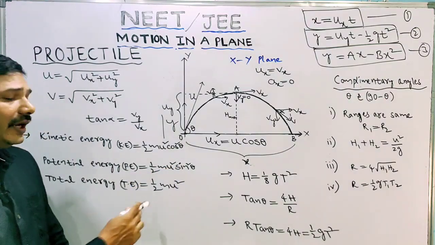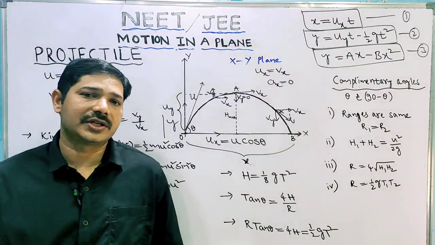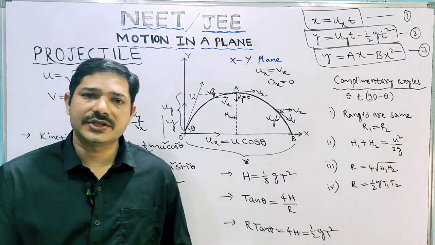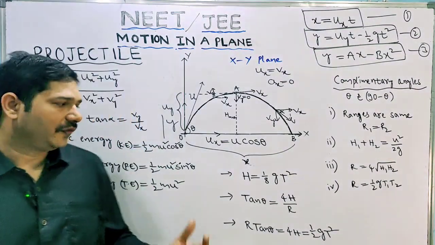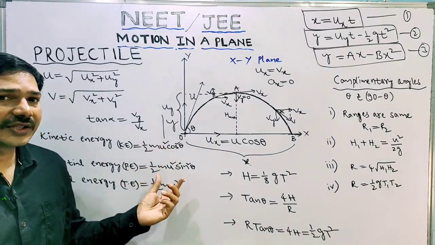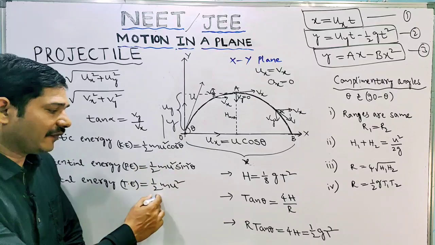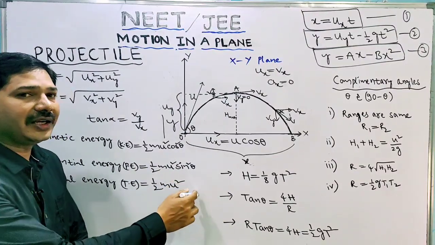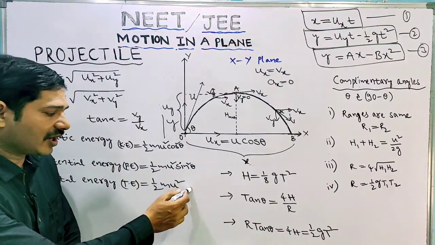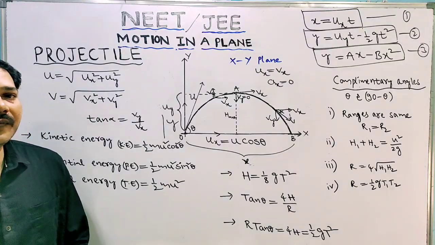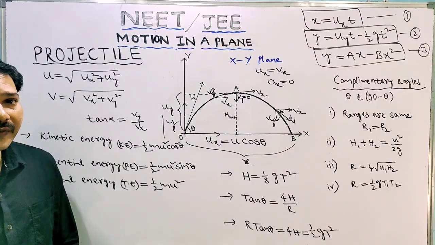And total energy means the sum of the kinetic energy and potential energy. So if you add half m u square cos square theta plus half m u square sin square theta, taking half m u square common, cos square theta plus sin square theta, that value is 1. Therefore the total energy is half m u square only.